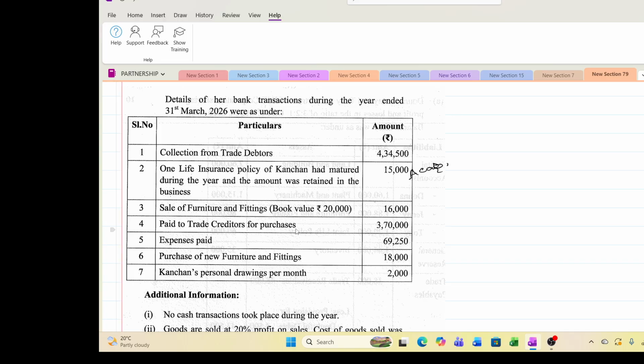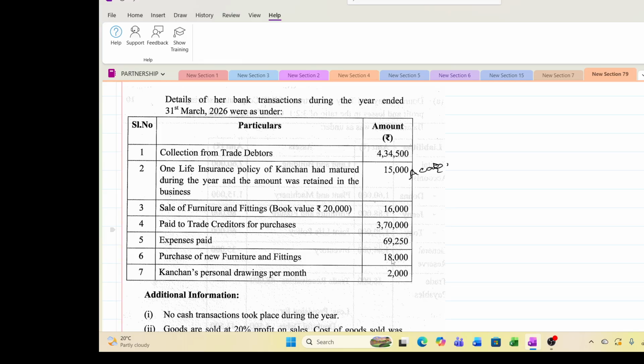Now coming to creditors, paid to creditors. So you have to record it in the creditors account on the debit side, and in the bank account money has gone out, so it will be recorded on the credit side. Expenses paid will go to your bank account credit side and on the debit side of P&L account, but make it in inner column because we got some adjustments.